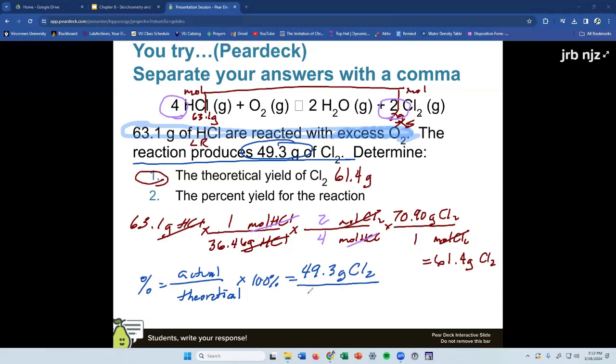Theoretical is what we just calculated, 61.4 grams of chlorine. We're going to take this times 100%. So my percent yield is going to be the result of this calculation, 49.3 divided by 61.4, multiplied by 100, to 3 sig figs again, because I've got 3 in the numerator and the denominator. It's 80.3%.